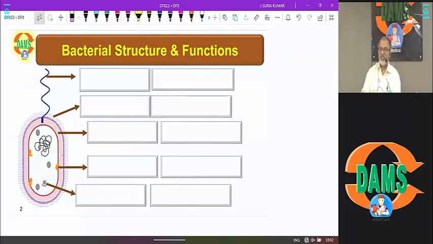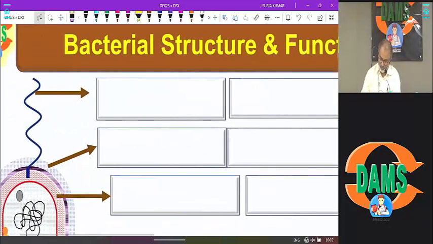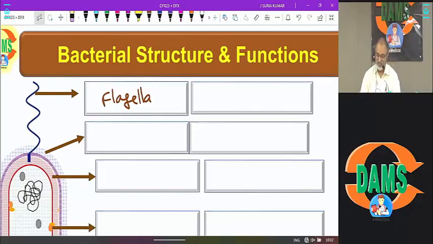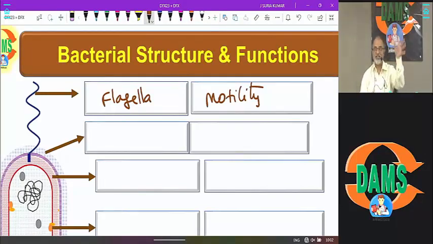Next is basic. You should know the bacterial structure and the function. What is the first structure? We call it flagella. What is the function? Motility. Very good. Organ of locomotion. What is the second one? Outer cover. Glycocalyx, capsule. What is the main function of capsule? Antiphagocytic. Excellent.